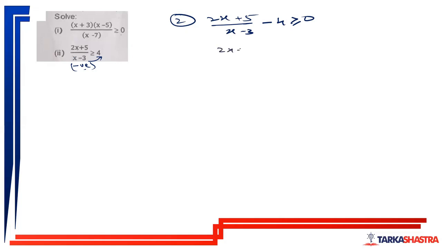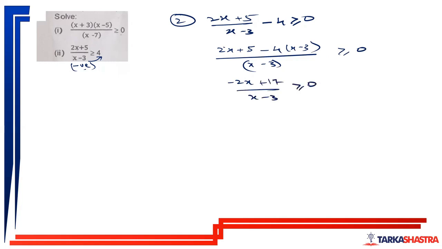So what we have is (2x plus 5 minus 4 into (x minus 3)) upon (x minus 3) greater than or equal to 0. We always want to make the denominator positive. Before that, what I do: 2x minus 4x is minus 2x, 5 plus 12 is 17, so minus 2x plus 17 upon x minus 3 greater than or equal to 0. We cannot directly multiply by x minus 3. So what we have to do is make the denominator positive. How do we do that?